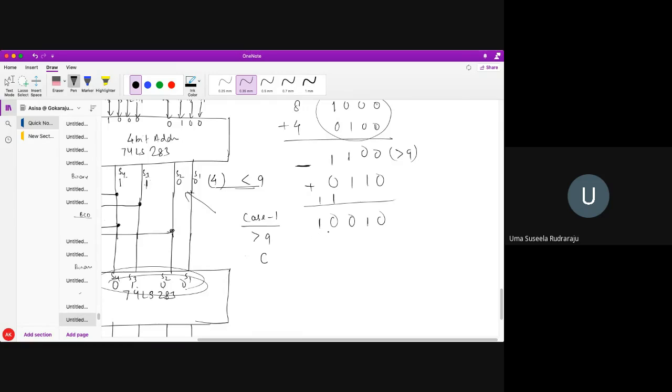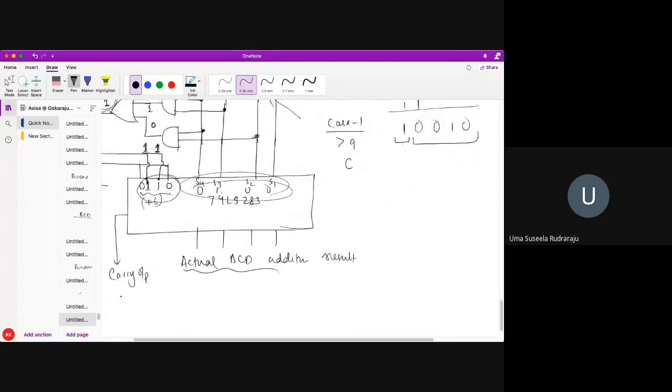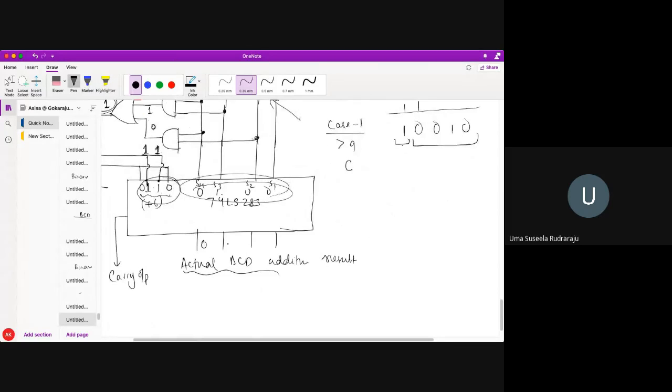So this carry will come over here. Now 0 0 1 0, whatever carry gets generated will be generated from here as the carry output. So here what will I get actually as the result? I will get the result 0 0 1 0 with carry output 1. Okay, so this is the actual BCD addition. So what did you get from here? 1 and this is 2. 12 we have got as the result.